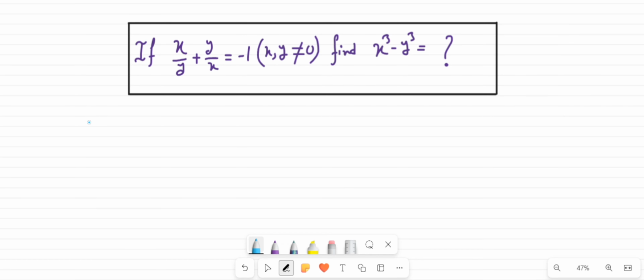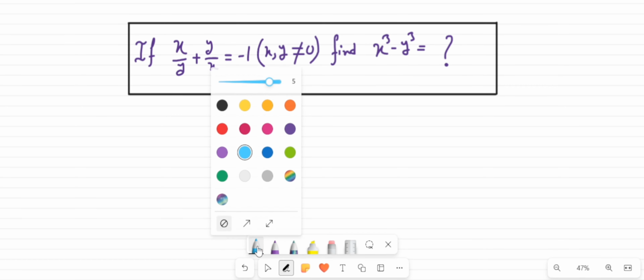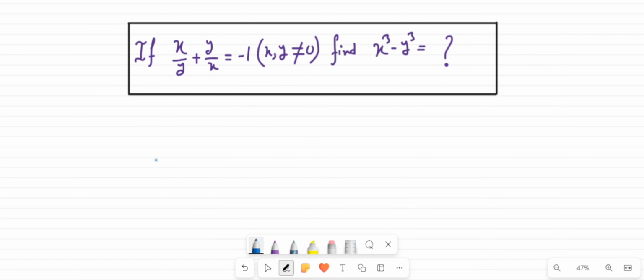So what is the given expression? It is x by y plus y by x equals to minus 1.